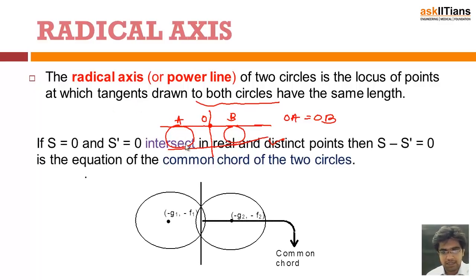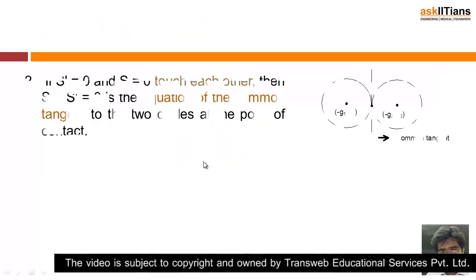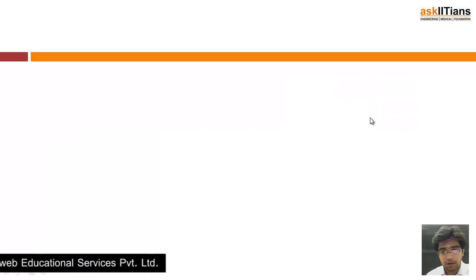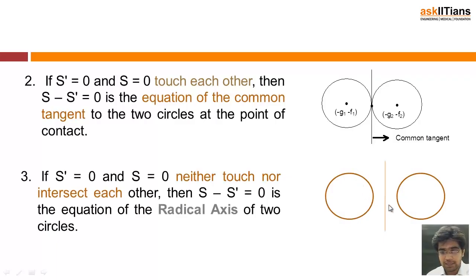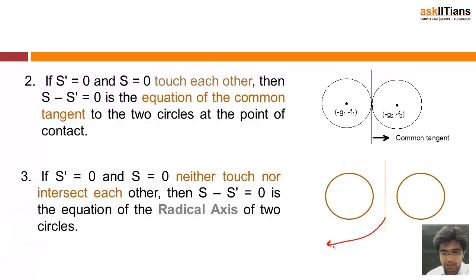Now let's suppose that there are two circles, S and S dash. If they intersect in two real and distinct points, then we know that S minus S dash is the common chord. If they touch each other, then it's a common tangent. But if they neither touch nor intersect, then we call it the radical axis. That means this equation, or this line which is in between there, this line is the radical axis.